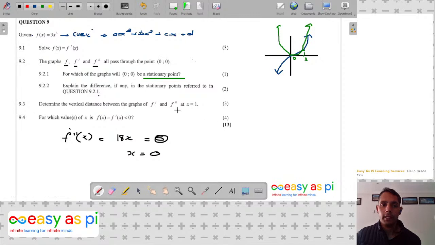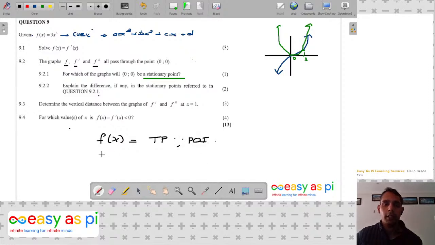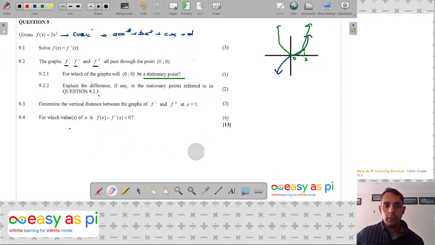So in that case, for f of x, I have a turning point, and I also have a point of inflection. And for f dashed of x, I just have a turning point, and that is the difference in this case. All right, then they say determine the vertical distance between the graphs of f dashed of x and f double dashed of x at x is equal to 1.